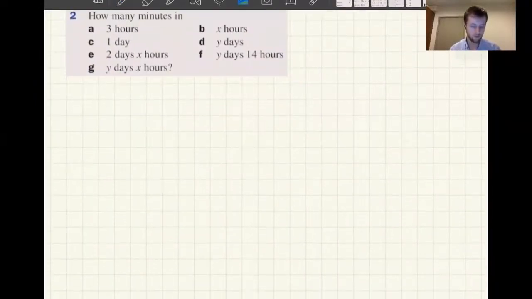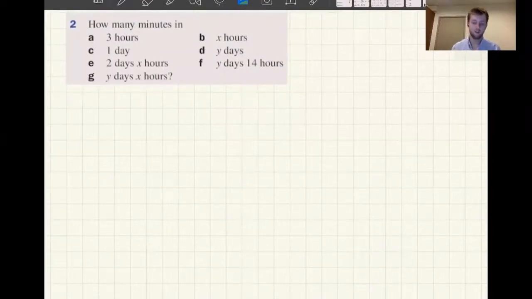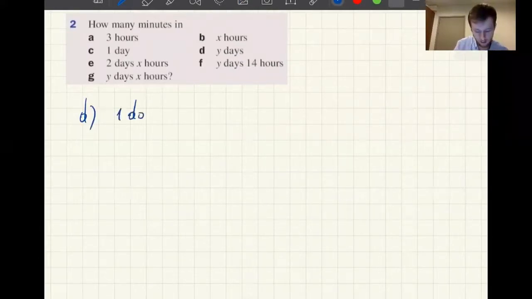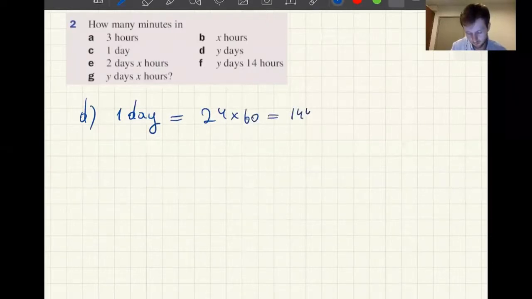How many minutes is in Y days? So here we have to think like this. You remember that 1 day has 24 times 60, which is equal to 1,440 minutes. Before we get to Y days, let's try to establish the pattern. Let's try to figure out the pattern.